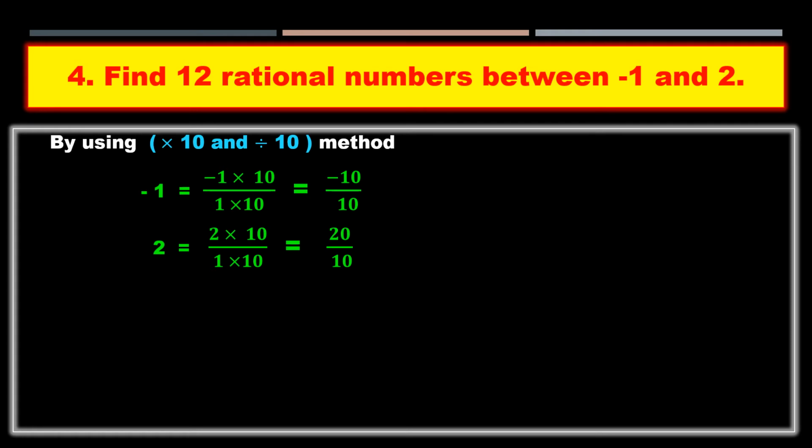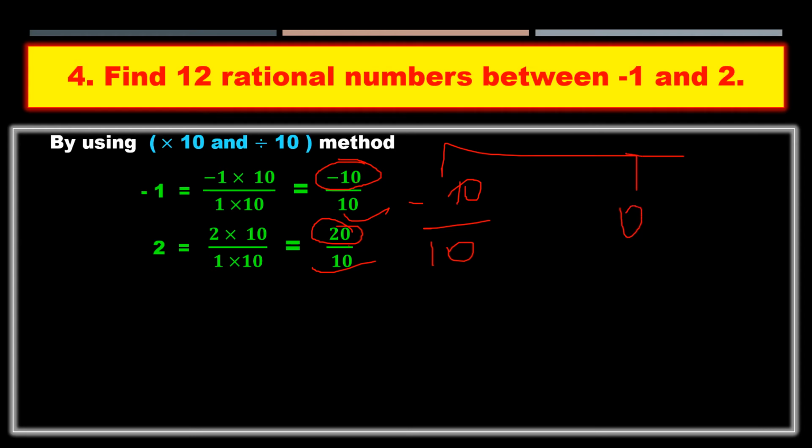Now the denominators are the same, so there will be so many different numerators in between these two numbers, right? Here it is minus 10 and here it is plus 20, so there are so many numbers in between. On the number line, here it is minus 10 by 10, here it will be 0, and here it is 20 by 10, right? So whatever numbers are in between you can write, means minus 9 by 10, minus 6 by 10. No need to write in order, you can pick out any numbers in between.